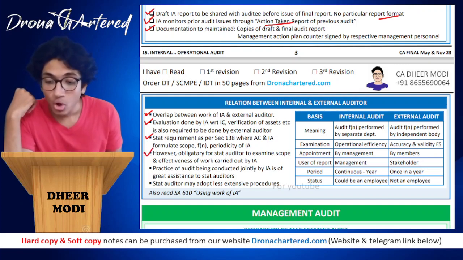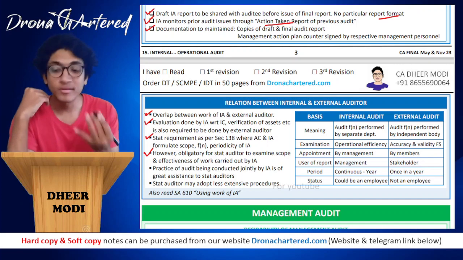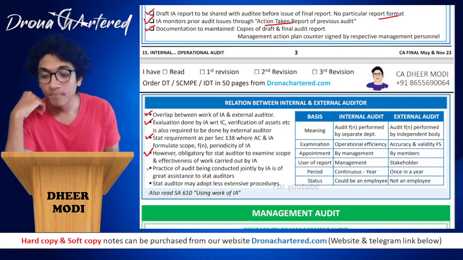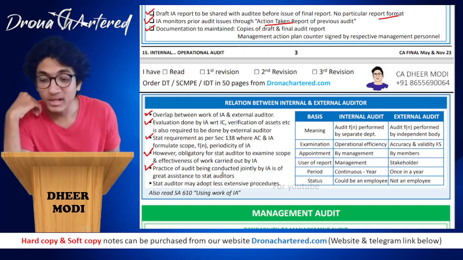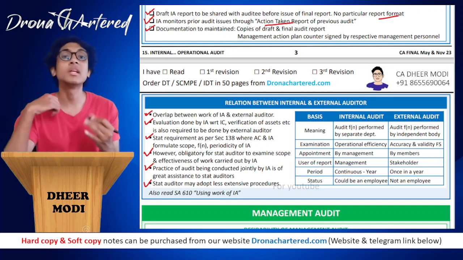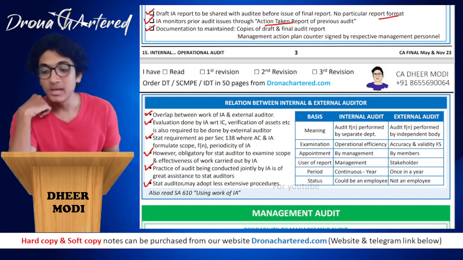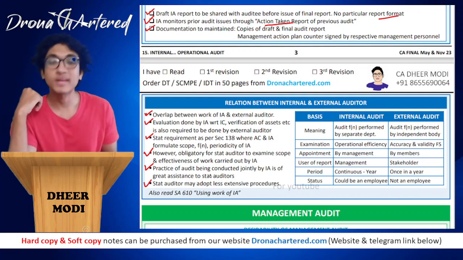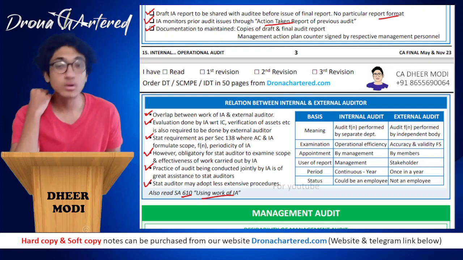Next, however, it is obligatory for the stat auditor to examine the scope and effectiveness of work carried out by the internal auditor. The stat auditor should check how effective the work carried out by your internal auditor is. Next, the practice of audit being conducted jointly with the internal auditor is of great assistance to the stat auditor. And last, the stat auditor may adopt less extensive procedures. That means if he believes that the internal audit function has done its function properly, in such a case he may perform less extensive procedures since he can rely on their work. So also read SA 610, that is using the work of an internal auditor.